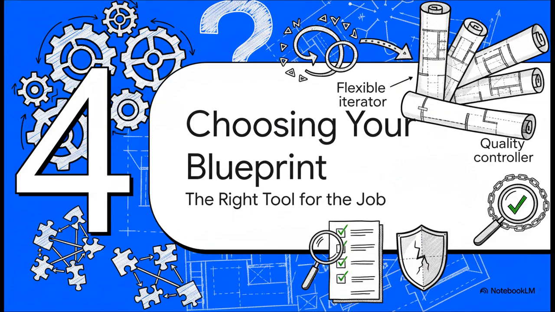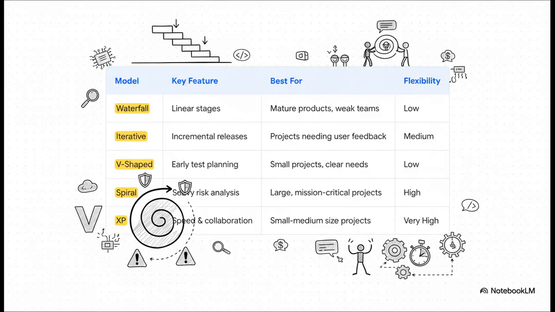So, we've seen the rigid planner, the flexible iterator, the quality fanatic, the risk manager, and the speedy collaborator. Which of course brings us to the most important question of all. Which one of these blueprints do you actually choose? At the end of the day, there's no single best answer. It's not that simple. The real takeaway, the thing you have to remember, is that it's all about picking the right tool for the right job.